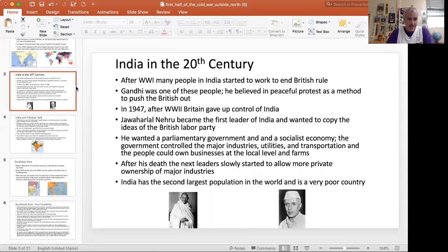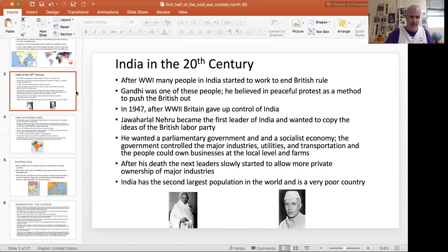Well, we have learned that there had been a slow movement to get the British out of India for 50 plus years. That Gandhi was the most recent leader in this movement in the time between the wars, with his ideas of peaceful protest as a way to get the British to leave. It does not work in the time between World War I and World War II.